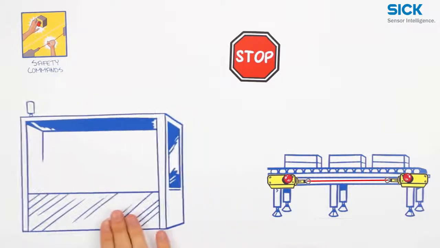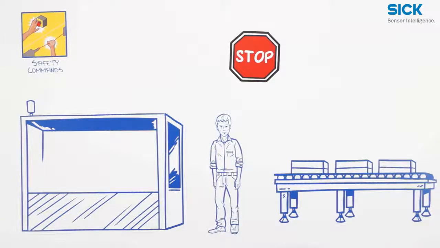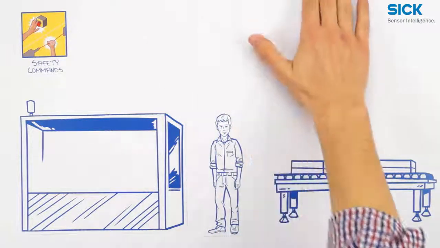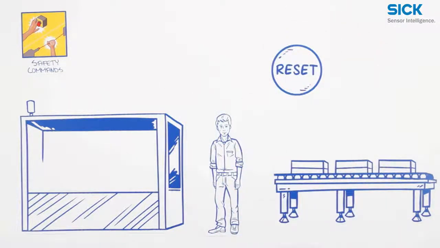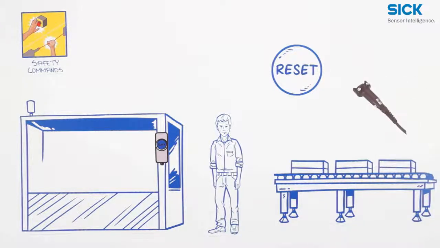In some cases, after initiating a stop function, people might still remain in the hazardous area without being detected by the protective device. In this case, the protective device must be reset using the reset push button before restarting the machine. For setup mode, you could use an enabling safety switch.